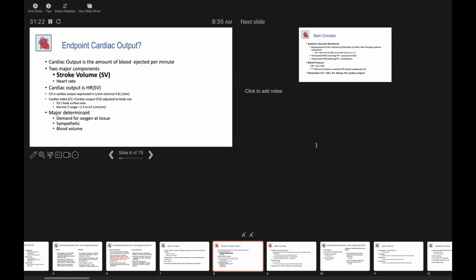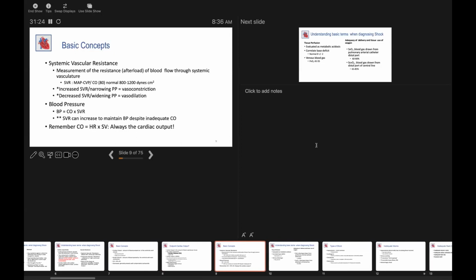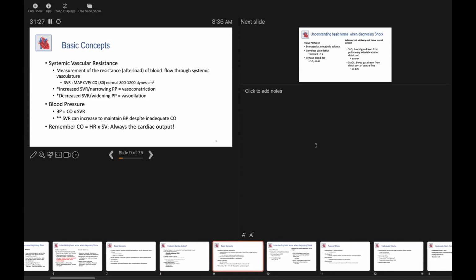Good? Okay. So SVR. I gave you the basic SVR calculation, which is the MAP minus CVP divided by cardiac output. But now I just want to introduce this number 80, which is a fixed number. 80 times that product, MAP minus CVP divided by cardiac output, is actually what converts it into the measurement of resistance known as dynes, D-Y-N-E-S.